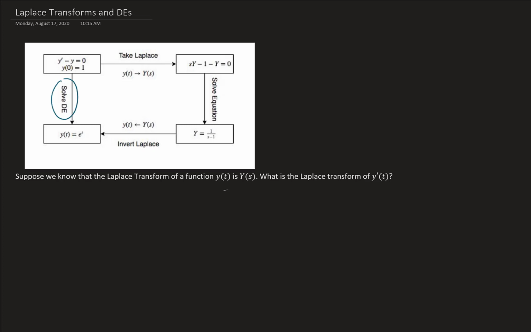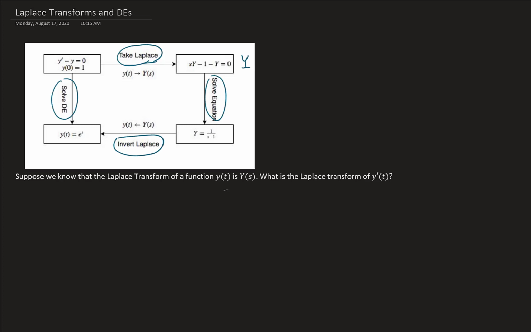The basic idea behind Laplace transforms is that instead of taking a direct route, we first take the Laplace transform of both sides of our differential equation to convert it to an algebraic equation for a new variable capital Y. We then solve this equation to obtain a formula for big Y, which we then invert back to get a formula for the desired solution little y to our differential equation.